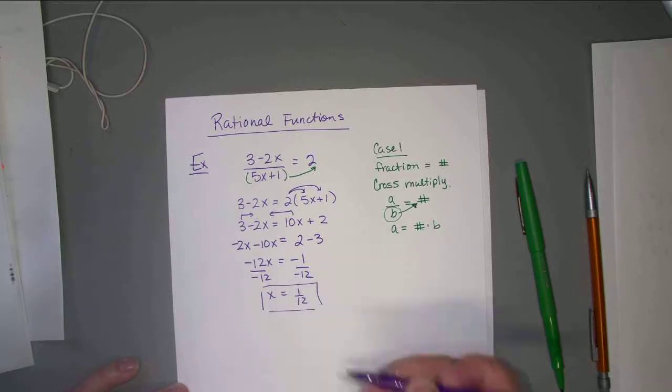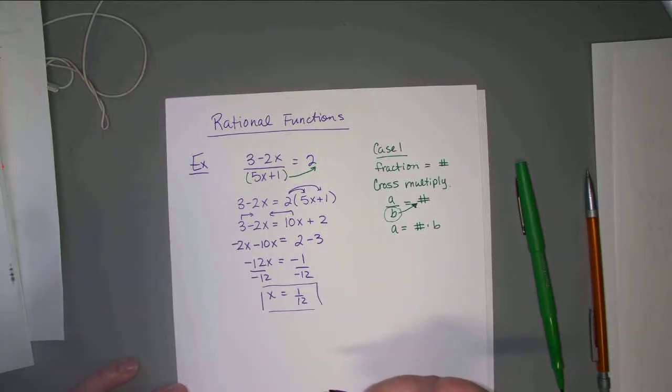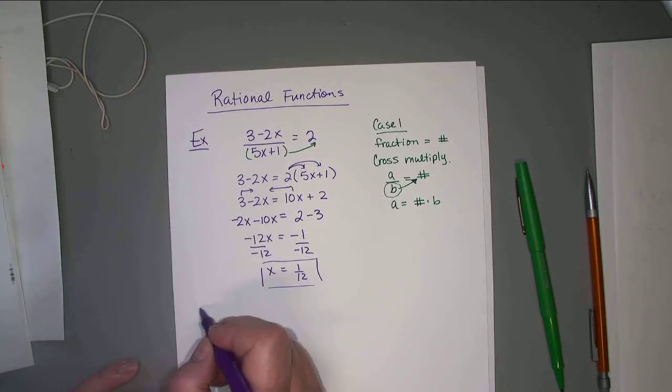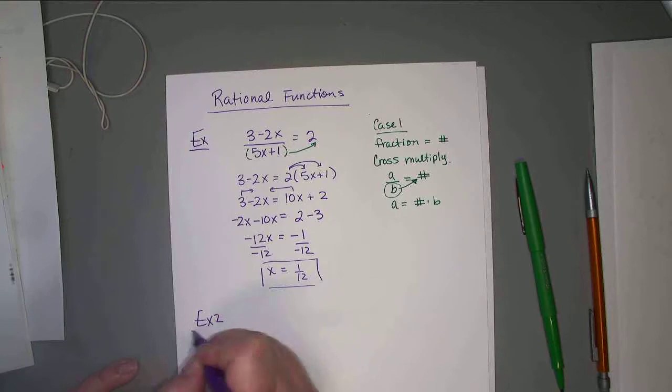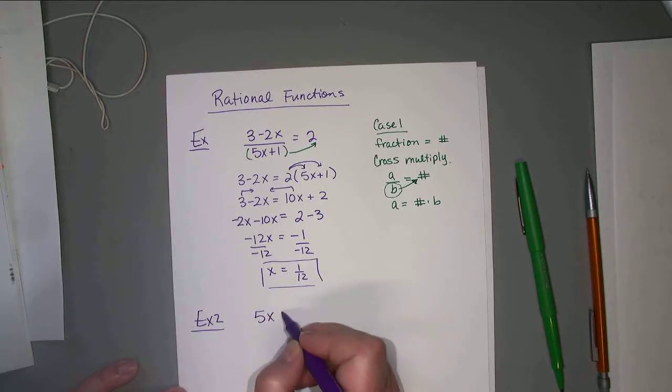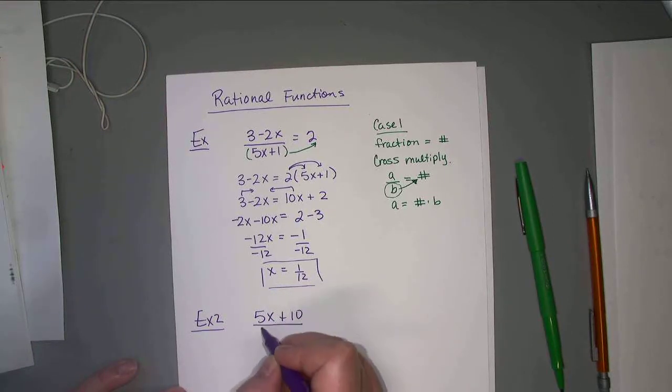So basically, when we start an equation with a rational function, we are looking to get rid of the fraction before we start. Okay, so let's say example 2. And you could check these as well. When you check them, always go back to the original equation to check.